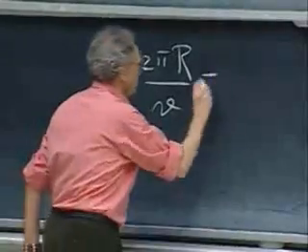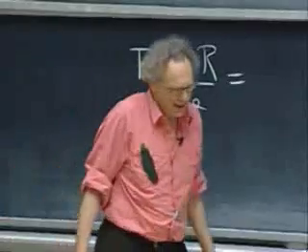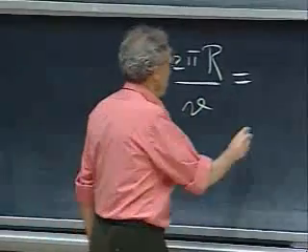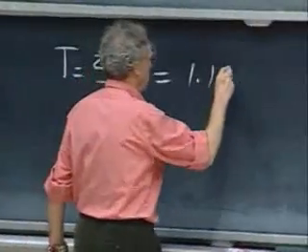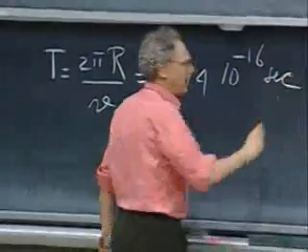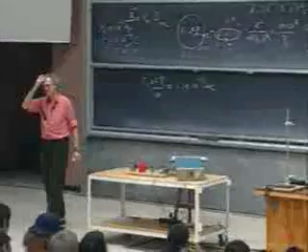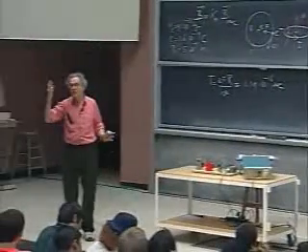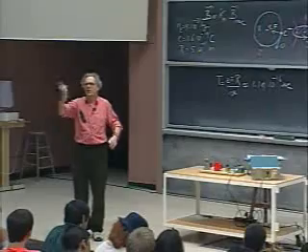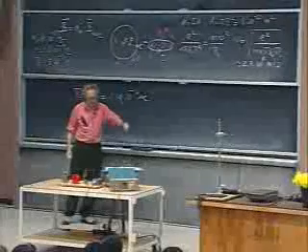And so I know what 2 pi r is because I know r and I know v, and so I can calculate that time just by sticking in the numbers, and I find it is about 1.14 times 10 to the minus 16 seconds. Just imagine how small that time is. We cannot even imagine what it's like. It goes 10 to the 16 times per second around. It has this huge speed.